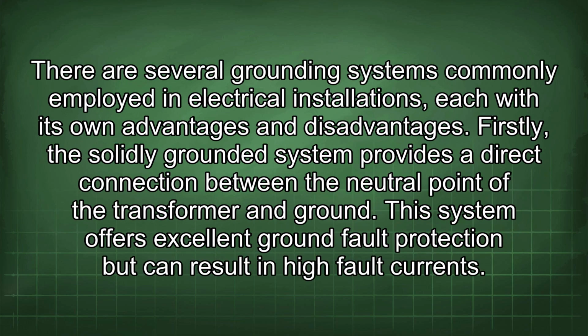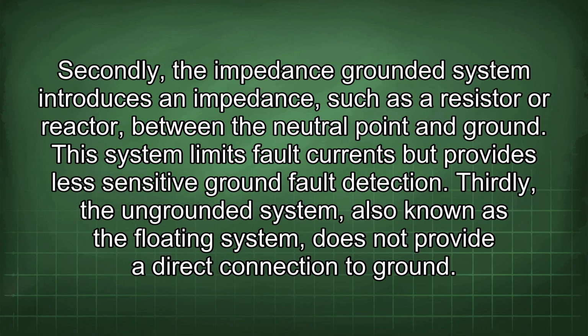There are several grounding systems commonly employed in electrical installations, each with its own advantages and disadvantages. Firstly, the solidly grounded system provides a direct connection between the neutral point of the transformer and ground. This system offers excellent ground fault protection, but can result in high fault currents. Secondly, the impedance grounded system introduces an impedance, such as a resistor or reactor, between the neutral point and ground. This system limits fault currents but provides less sensitive ground fault detection.